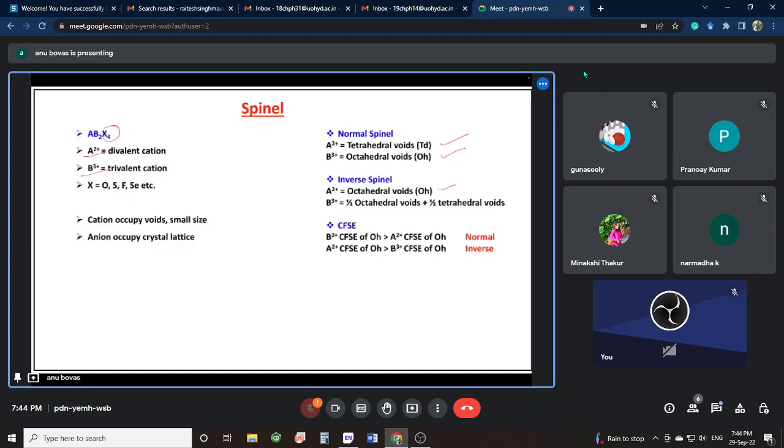What is a normal spinel? What is an inverse spinel? So how do we find out which spinel is which one? This can be done with the help of CFSE, or crystal field stabilization energy.